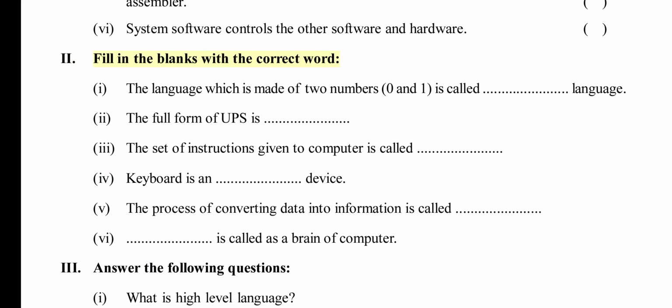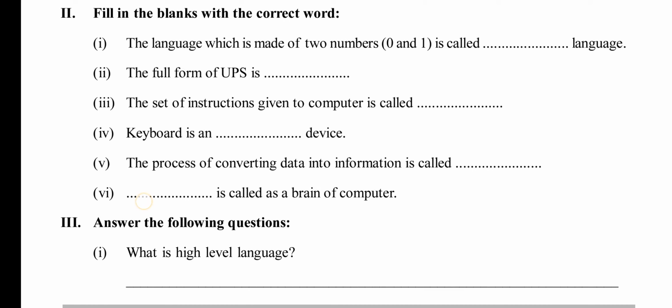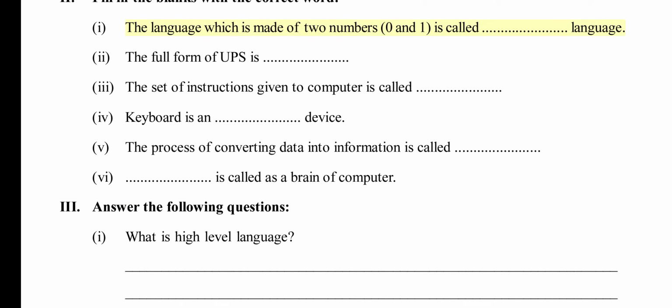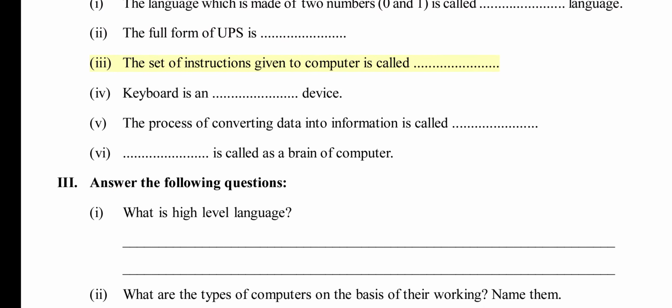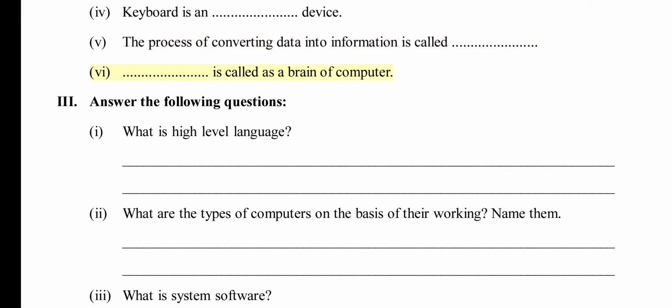Two: Fill in the blanks with the correct word. The language which is made of two numbers 0 and 1 is called blank language. The full form of UPS is blank. The set of instructions given to computer is called blank. Keyboard is an blank device. The process of converting data into information is called blank. Blank is called the brain of computer.